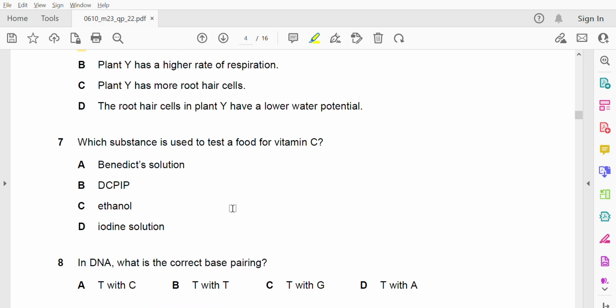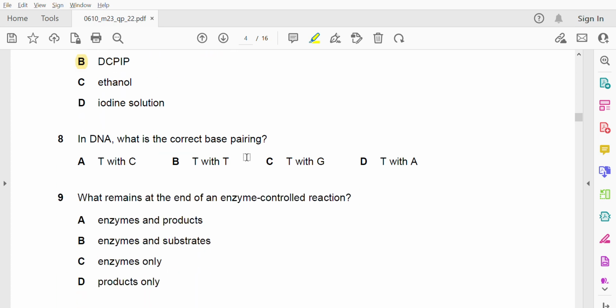Which substance is used to test for food for vitamin C? The correct answer for this is DCPIP solution, which is B. In DNA, what is the correct base pairing? Now, you can remember this using GCAT.